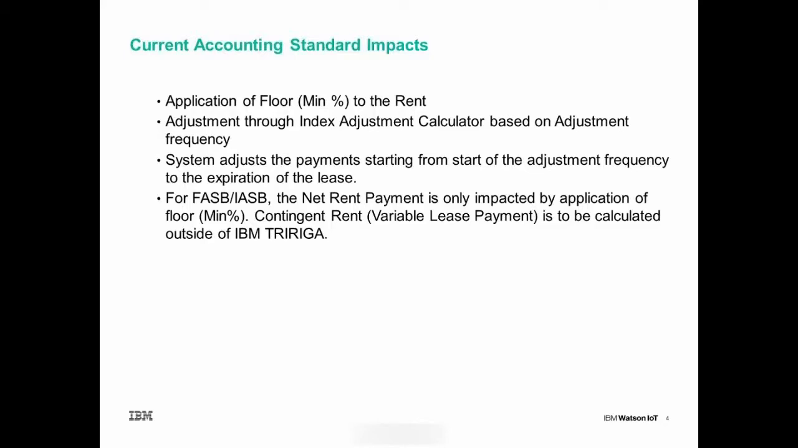Lastly, for FAST IAST, the net rent payment is only impacted by the application of the minimum percent. The contingent rent or the variable lease payment amount will need to be calculated outside of IBM TRIRIGA.